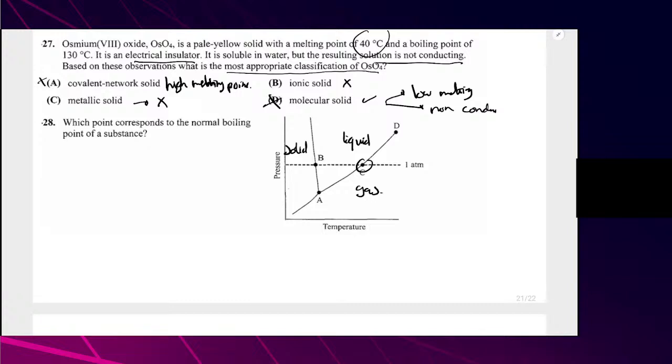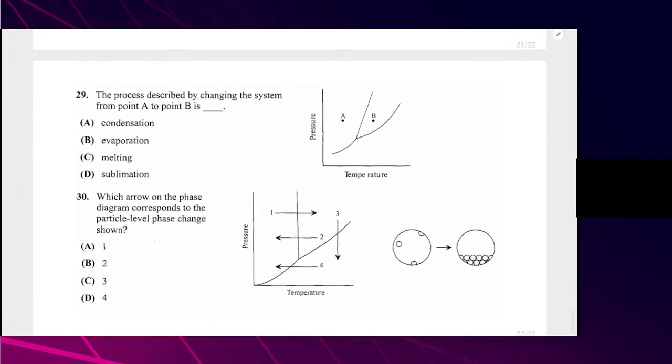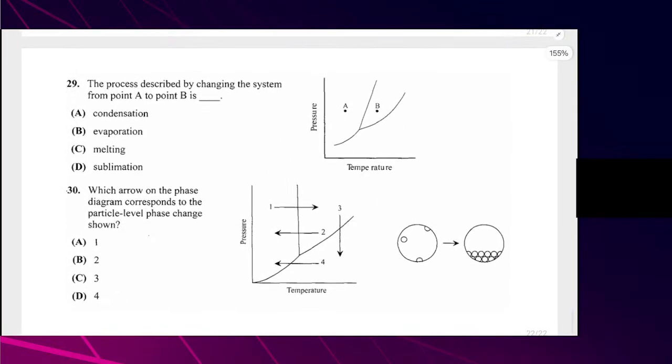And remember, normal boiling point is when the pressure is 1 atm. Now let's move on. The process described by changing the system from point A to B, from solid to liquid. Answering this one is very easy. From solid to liquid, it should be melting.